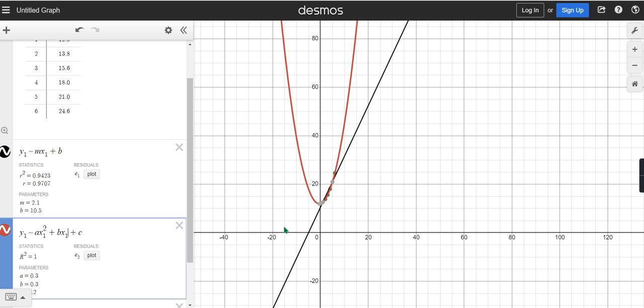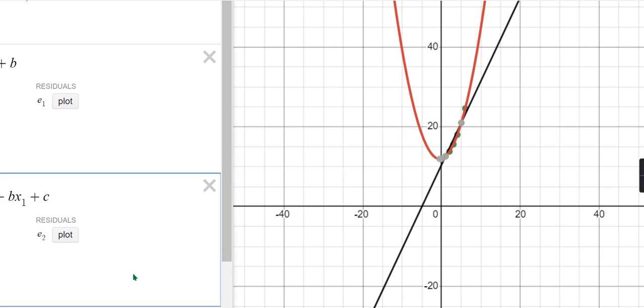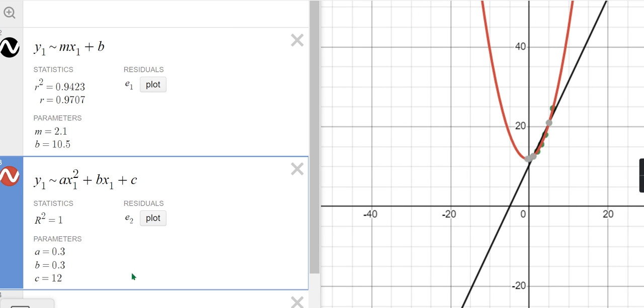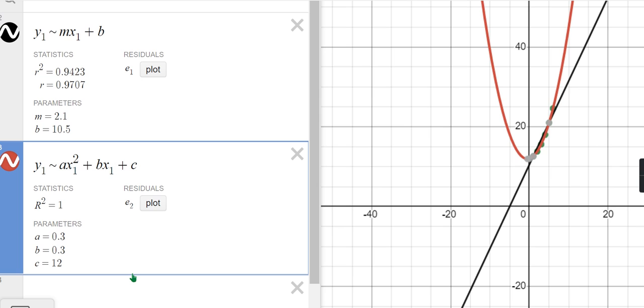Okay, and now you see that I have a much better fit to the data. And this graph is called a parabola, and it's called a quadratic relation or a quadratic function. We recognize quadratic relations because they have a squared. They start with x squared. So Desmos is telling me that the best graph to fit this data looks like this: y equals 0.3x squared plus 0.3x plus 12.